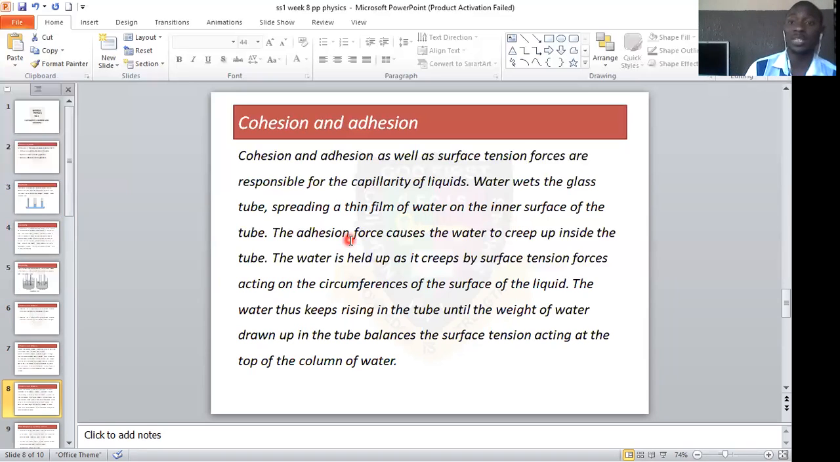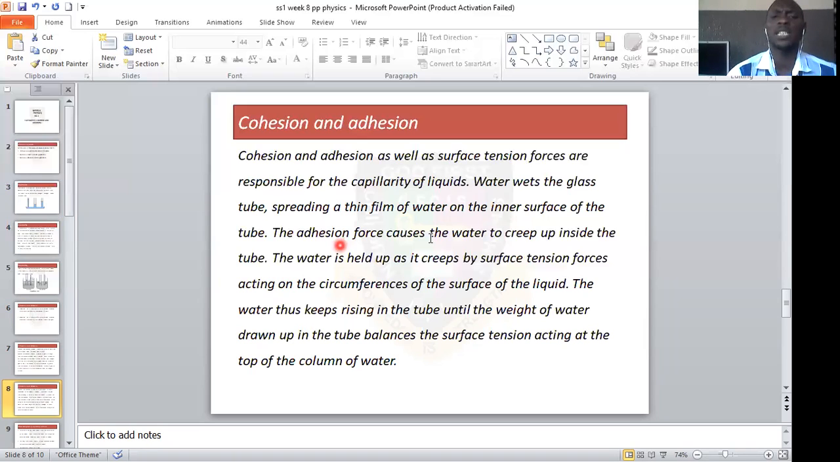That is the reason why water wets glass: the adhesive force is stronger than the cohesive force. The cohesive force is the force of attraction between the water molecules, but the adhesive force is the force of attraction between the water and the glass. So the adhesive force is stronger than the cohesive force. That is why water wets glass.